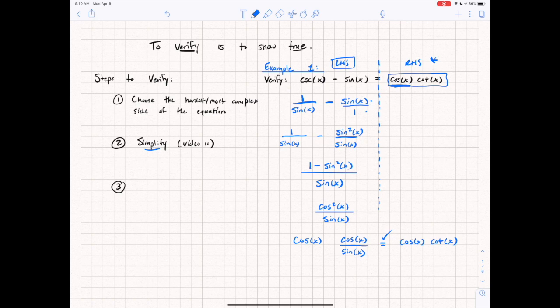In other words, that cosecant x minus sine x is equal to cosine x cotangent x. And so this overall idea, this overall process that we just went through is this lesson. All right, that is what it means to verify.